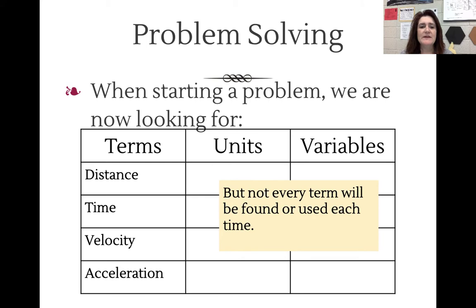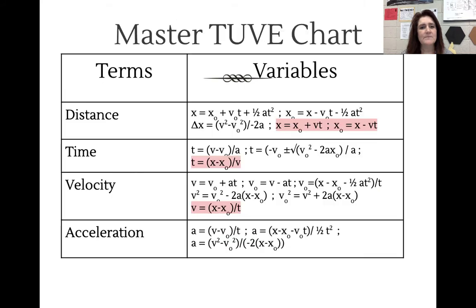So problem solving, again, we're going to start with tube charts. But remember, not all problems will have all variables. But again, you are looking for distance, time, velocity, and acceleration in every problem. In a master tube chart, we're going to look at the individual equations for distance, time, velocity, and acceleration. And we'll do the rewrites of the kinematics, and you can add those to your formula sheet.